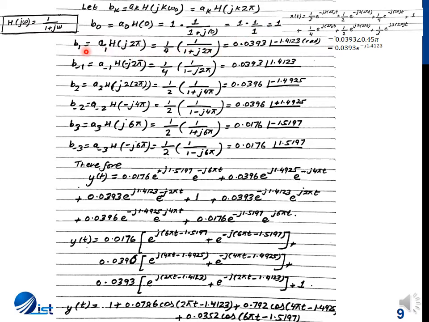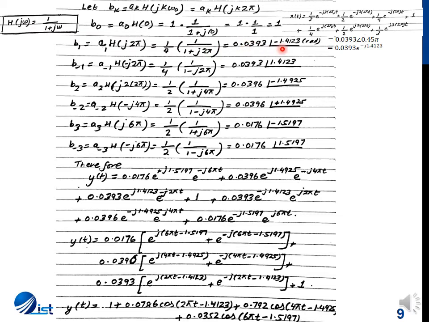The coefficient B1 is A1 into the frequency response evaluated at j1 into ω₀, and ω₀ is 2π. So in the frequency response expression, we'll replace ω by 2π. Once I solve it, I get 0.0393 into a phase of minus 1.4123 radians. I have used MATLAB to determine this expression. Your book has just limited it to this factor.